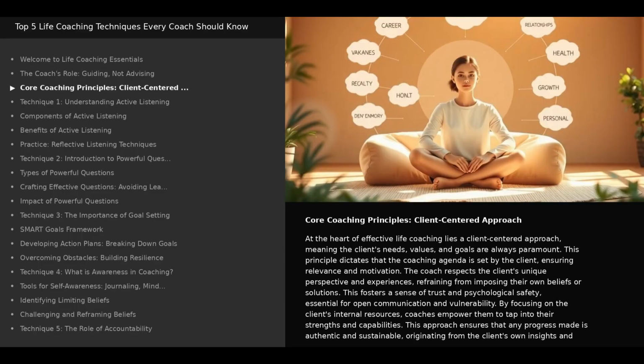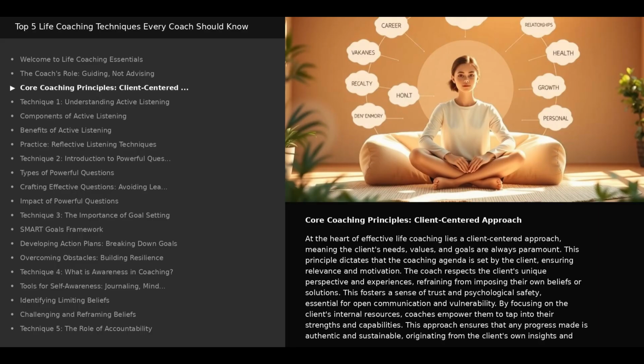Core coaching principles: client-centered approach. At the heart of effective life coaching lies a client-centered approach, meaning the client's needs, values, and goals are always paramount. This principle dictates that the coaching agenda is set by the client, ensuring relevance and motivation. The coach respects the client's unique perspective and experiences, refraining from imposing their own beliefs or solutions.